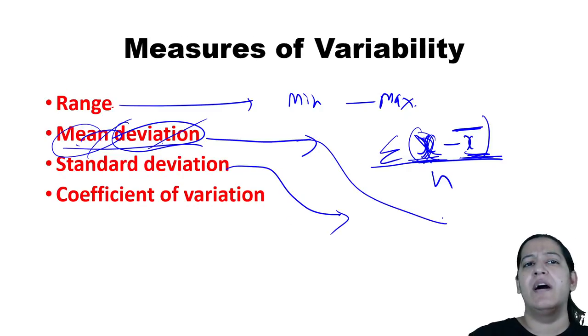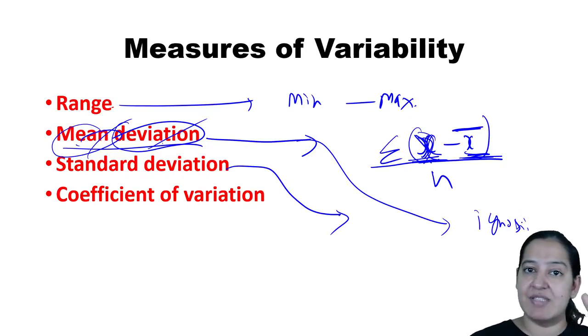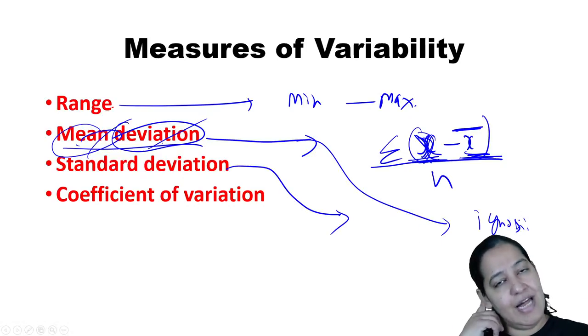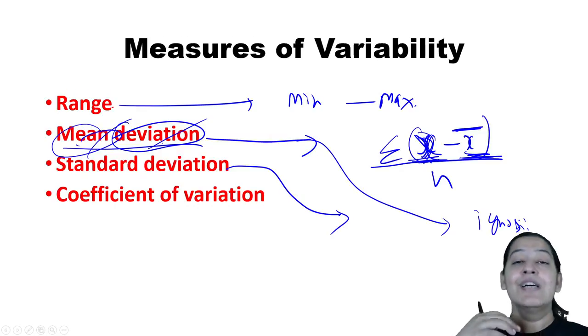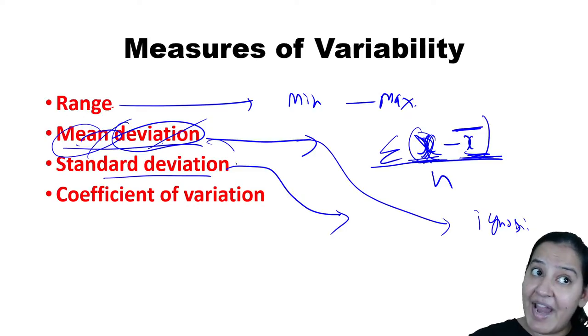The problem here was that we were ignoring the signs. We were ignoring the negative and positive signs and we were adding all of them. That was the problem. We were not considering the sign. So that's why we derived a new parameter, that is standard deviation. This is one step ahead of the mean.